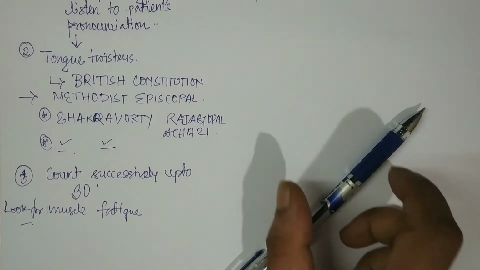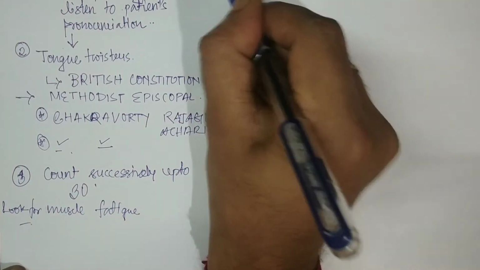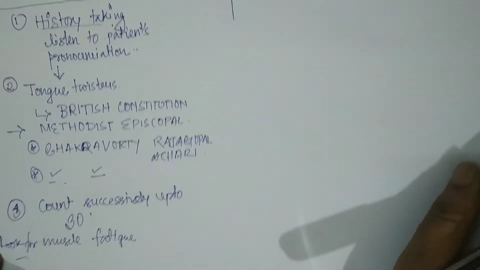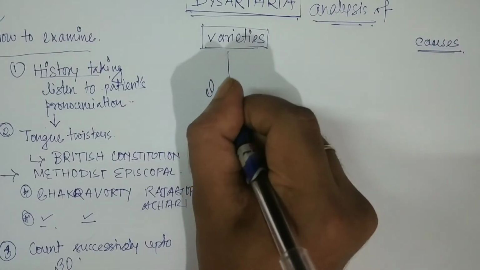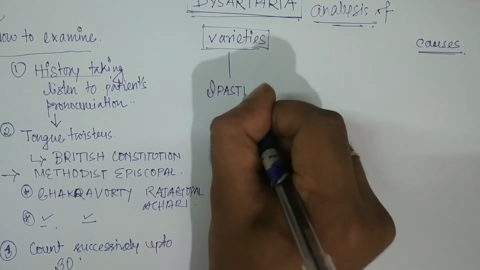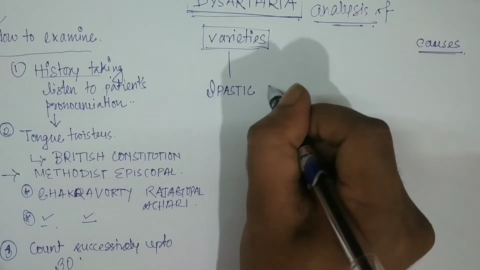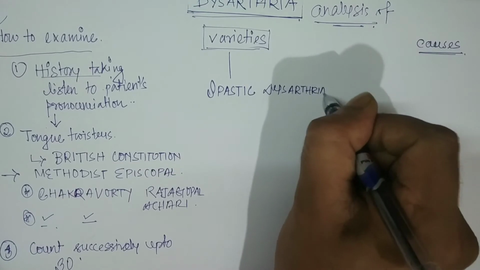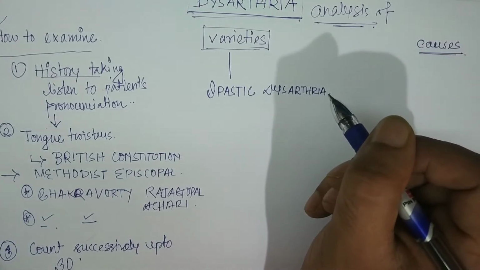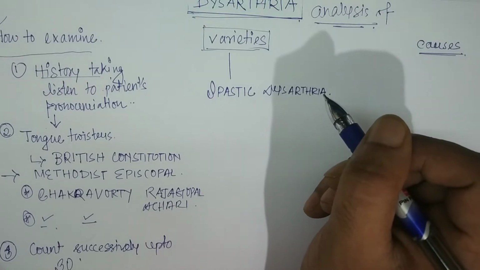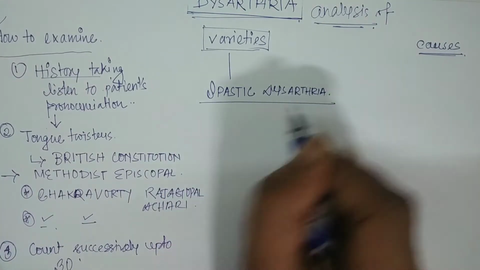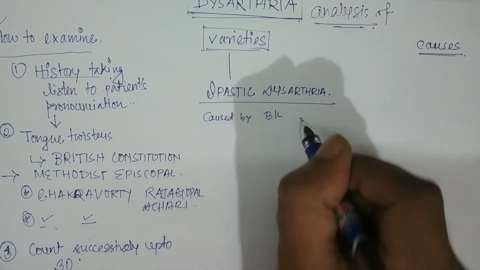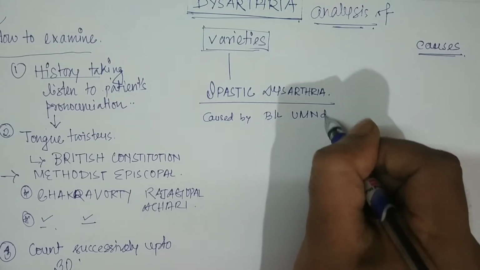So dysarthria has varieties. What are the varieties of dysarthria? The first variety is spastic dysarthria. How is it caused? It is caused by bilateral upper motor neuron disease.